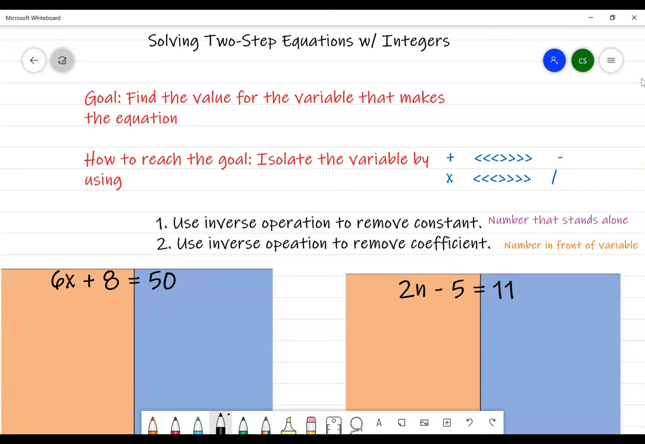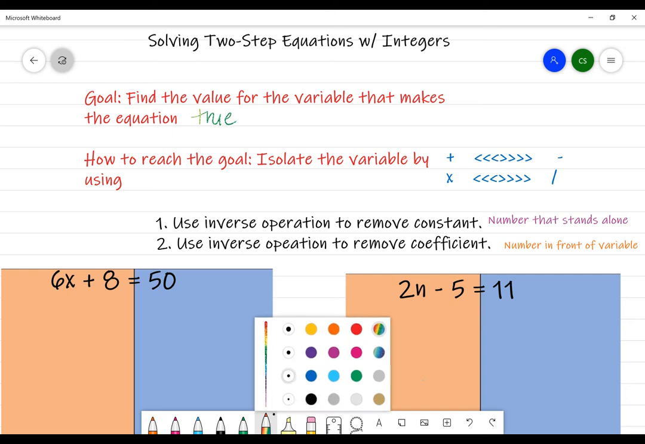All right, today, guys, we'll be solving two-step equations with integers. And as always, the goal is to find the value for the variable that is going to make the equation true. How do we reach this goal? We reach this goal by isolating the variable. And we isolate the variable using inverse operations.